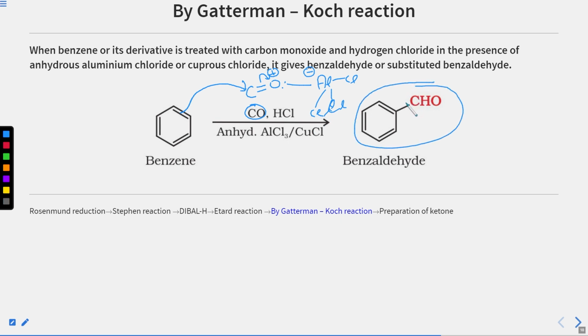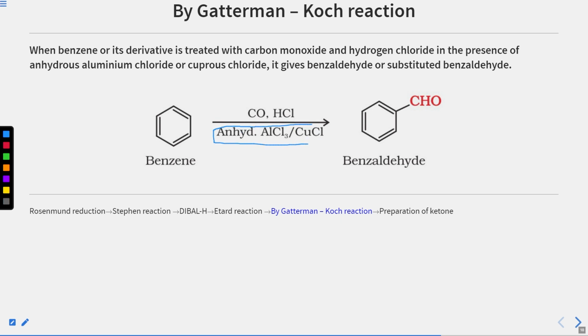So what is this overall reaction? In this overall reaction, this is the catalyst, that is the Friedel-Crafts alkylation or Friedel-Crafts reaction catalyst. This is your reagent that is being attacked by your benzene, and hydrolysis in presence of HCl of the complex that is formed gives our benzaldehyde.